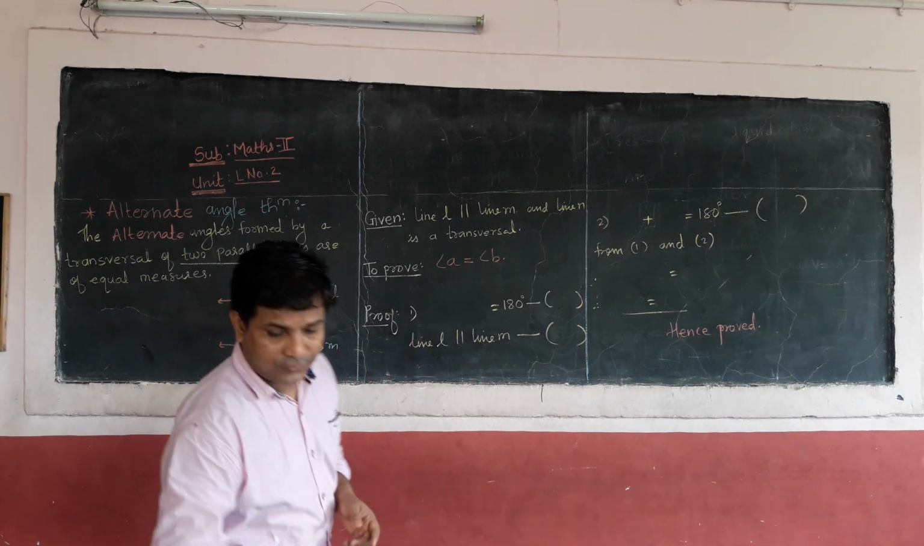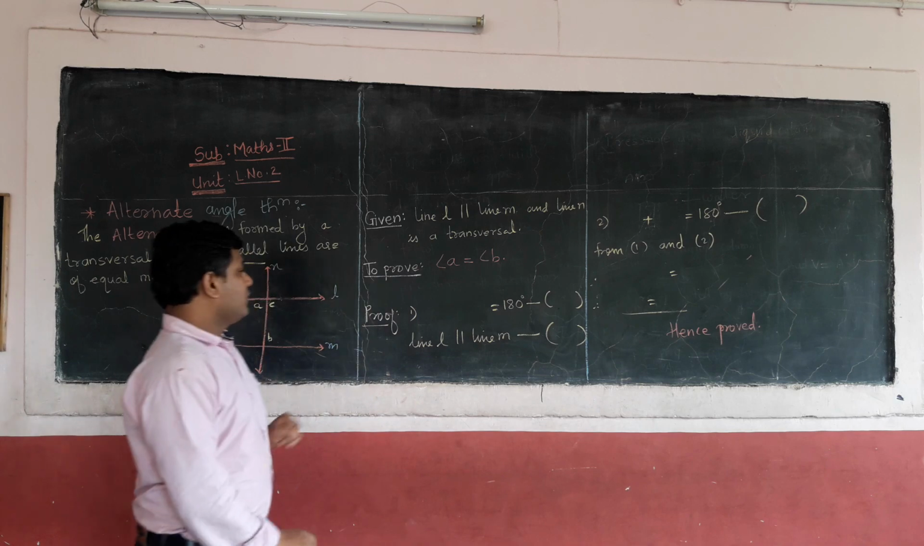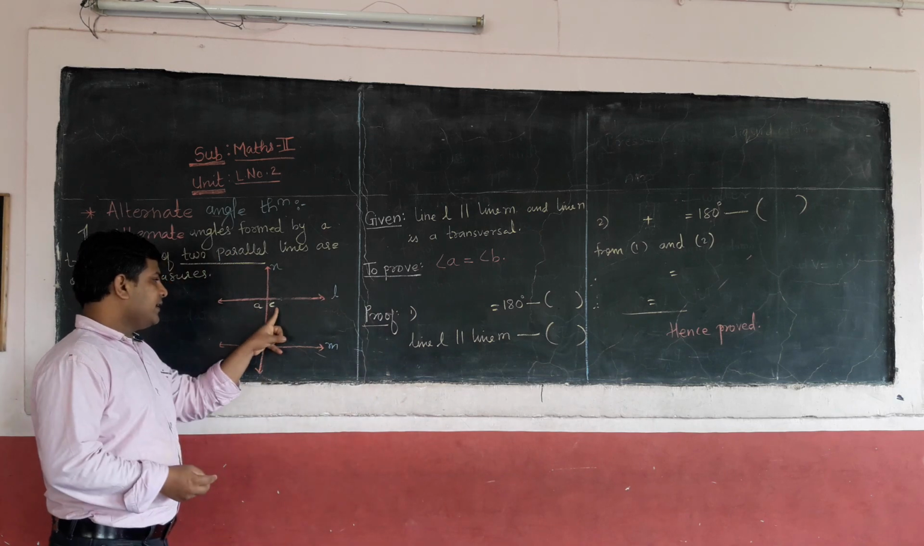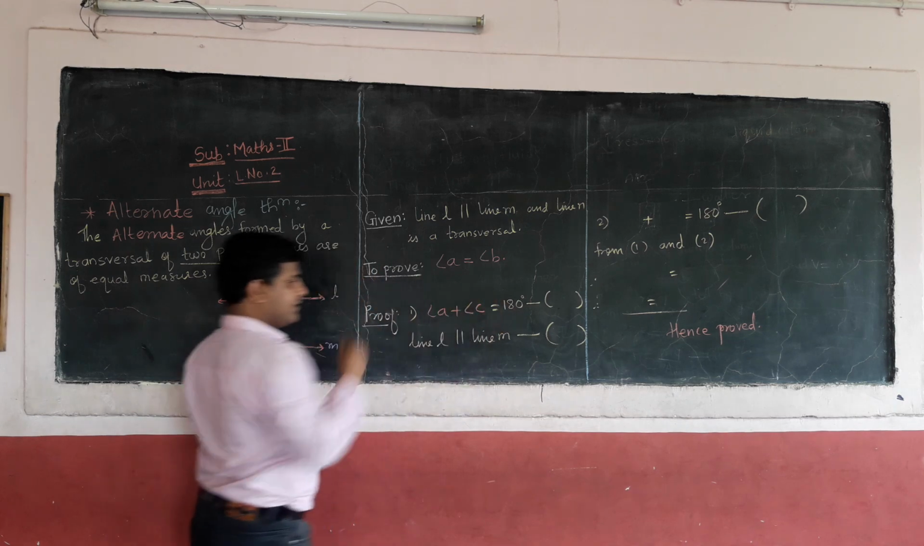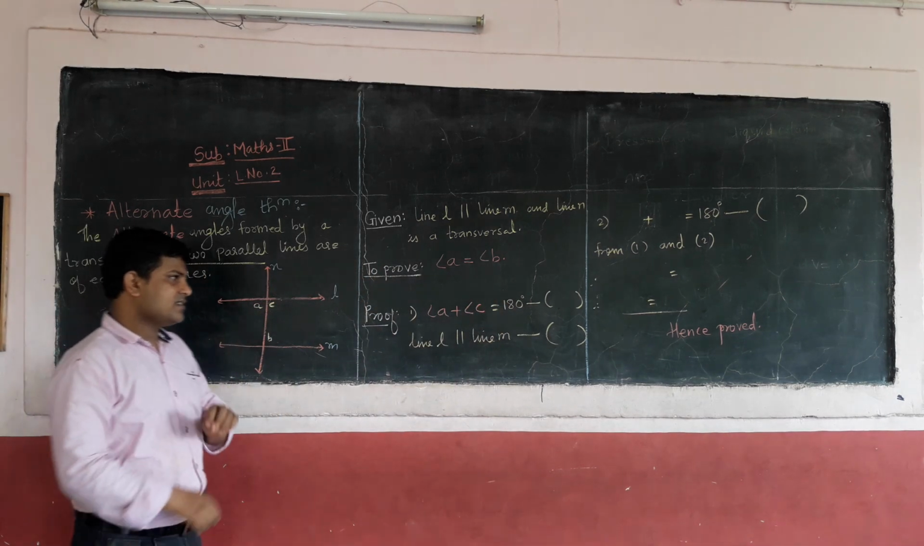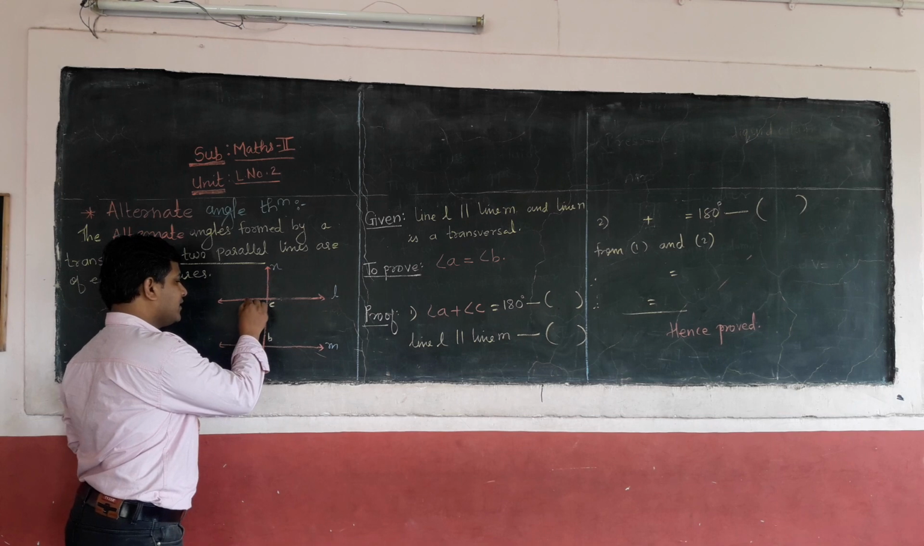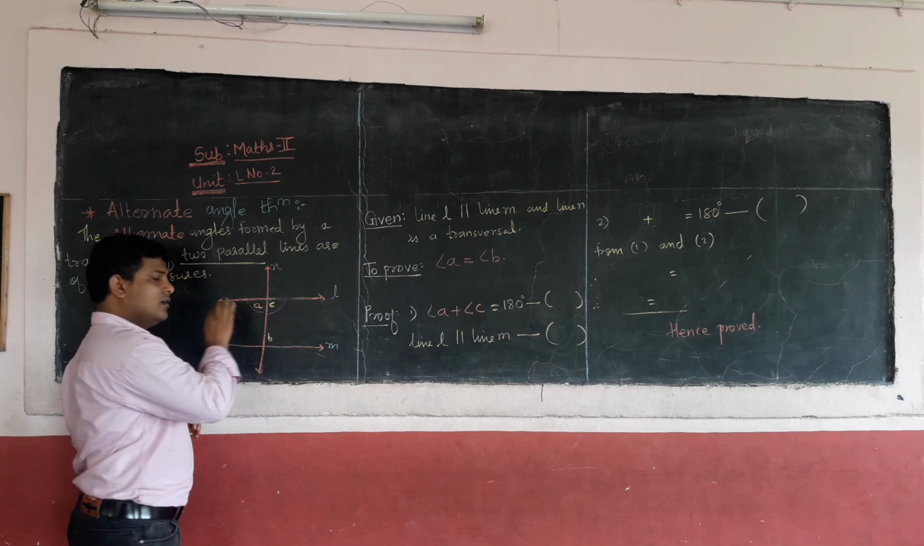Now let us see the proof. In the first statement, you already know angle A and angle C. What is the addition of these two angles? Angle A plus angle C. Yes, obviously it is 180. The reason remains the same: angles in a linear pair. We can see here angle A and angle C are in a linear pair.